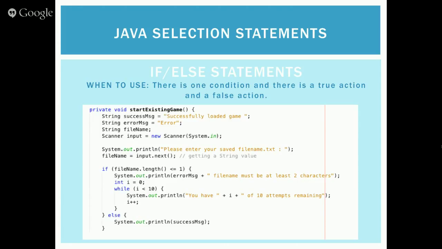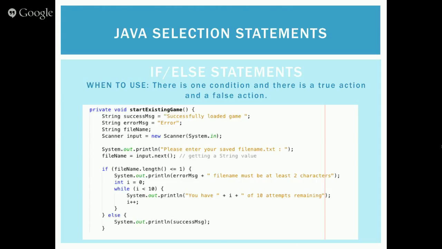The second type of selection statement is the if-else statement, and this is used when there is a true action or a false action that we want to validate in our code. In this case, we're testing for the length of the file name. In the statement, if file name dot length is less than or equal to 1, we're testing if the valid file length, which is 2, is valid in this piece of code.